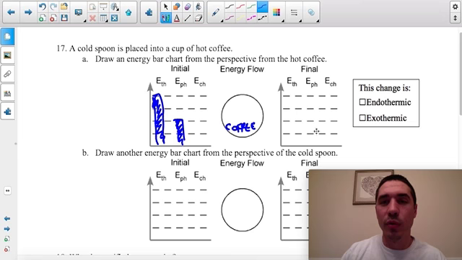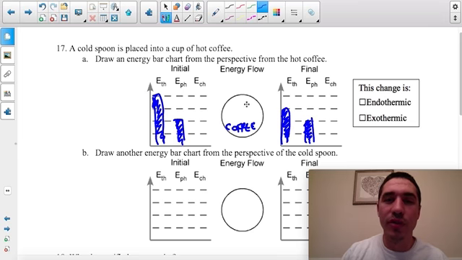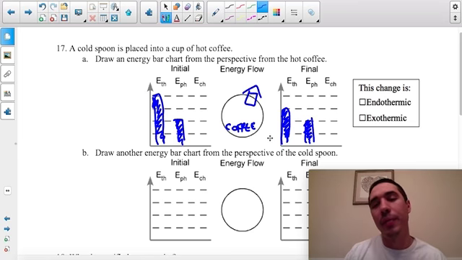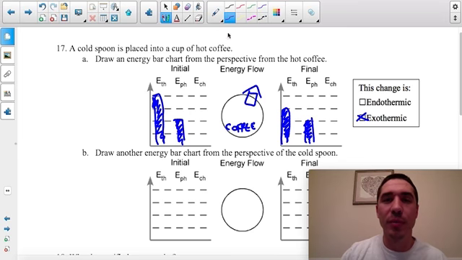Now, afterwards, the coffee is going to cool down, but it's not going to cool down like to a solid. So it's going to stay a liquid, but I'm going to draw 1 less thermal energy bar, showing that the energy went down. So the coffee is losing that bar of energy. For the coffee, that's an exothermic process.